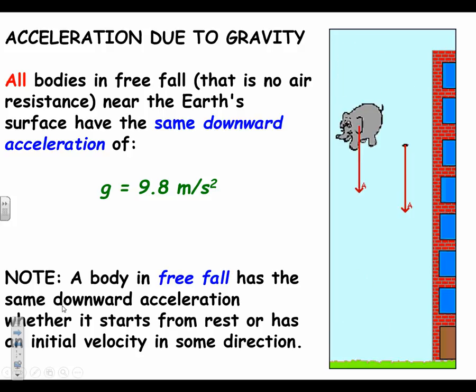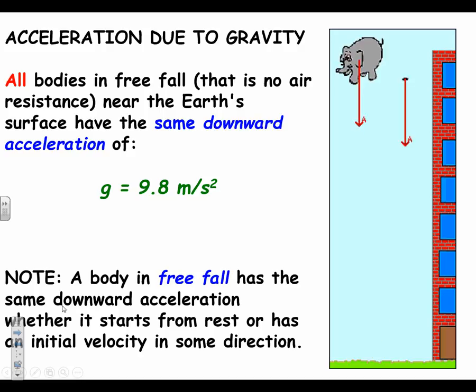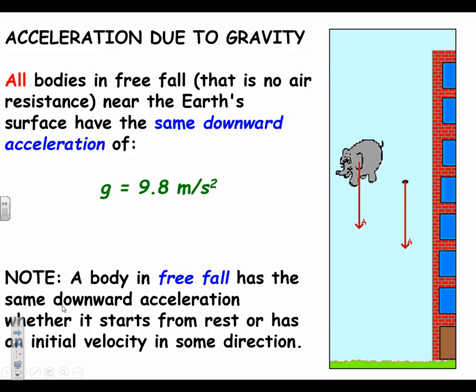Doesn't matter whether it has horizontal, vertical velocity, anything. Its acceleration rate, how much it's going to change between its velocities, is always going to be 9.8 meters per second squared when we're here on Earth.